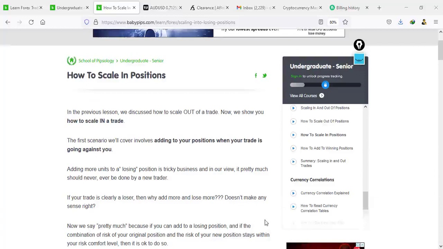So here we are on how to scale in positions. Now, in the previous lessons we learned how to scale out. So we have known that scaling out means closing out some of your positions.